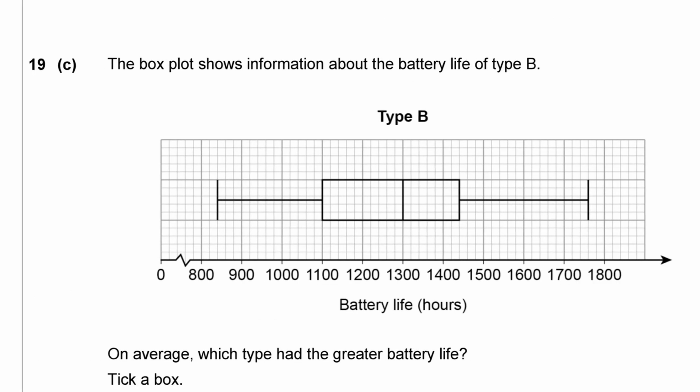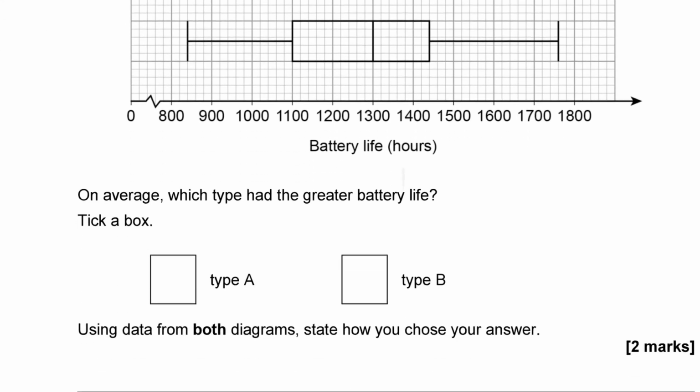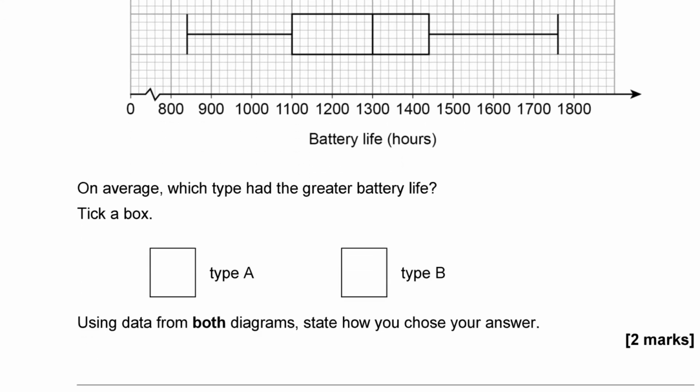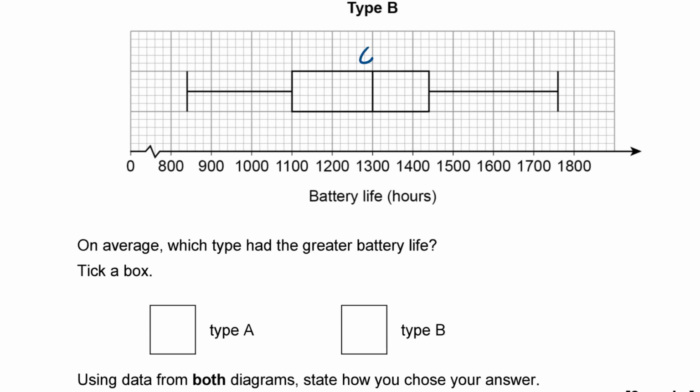Okay, now part C says the box plot shows information about battery life of type B. On average, which type had the greater battery life? Tick the box. Well, the greatest battery life is going to be given by the median here, I suppose. So it's like the average life expectancy. So here the median is the Q2 value. It's the one in the middle of your box plot. And if you read down, you can see that it's 1300.